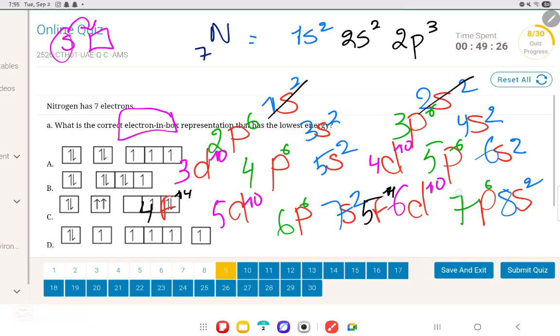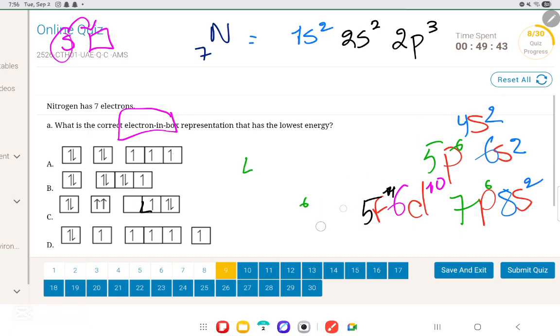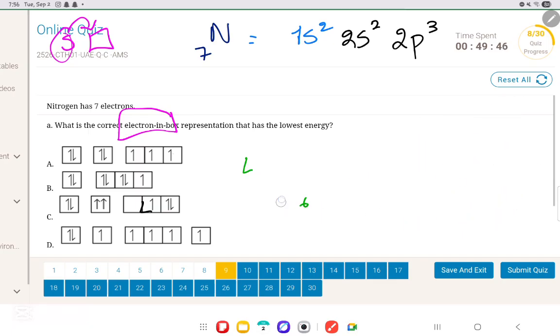But now, we're going to apply what? We're going to apply Hund's rule. What does Hund's rule state? Hund's rule states that the lowest energy level has the most unpaired electrons. How are we going to do this? First, let me erase this. And let us take this. It's 1s2, 2s2, 2p3, right? So, what are we going to do for each one? We're going to draw a box.